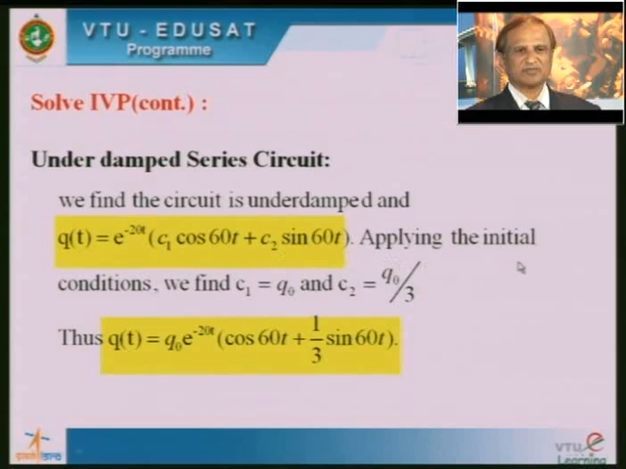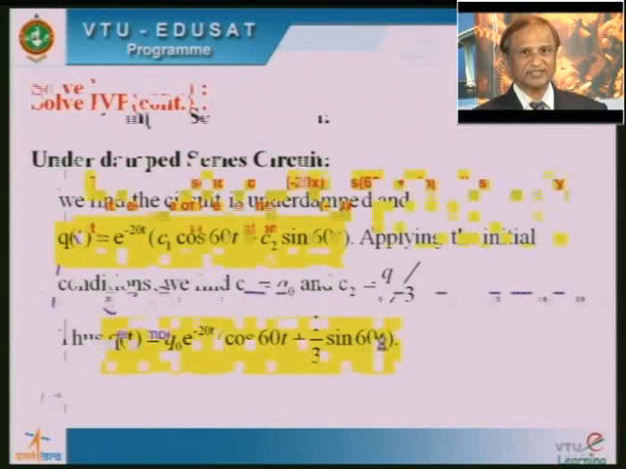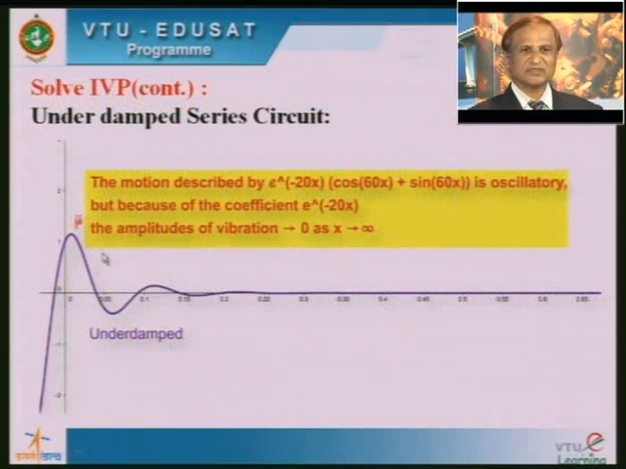Is it clear? If you apply the condition, I hope we will get c1 is equal to q naught and c2 is equal to q naught by 3. So you can substitute these values in the equation. Finally, I can obtain q of t is equal to q naught e to the power minus 20t into cos 60t plus 1 upon 3 into sin of 60t. Is it clear? So friends, when you draw the graph, I hope you may get a graph like this. Initially damping, finally it tends to an equilibrium position.